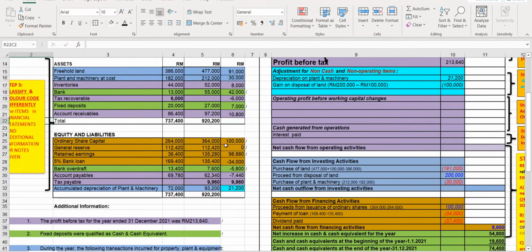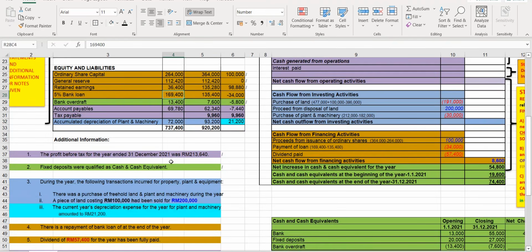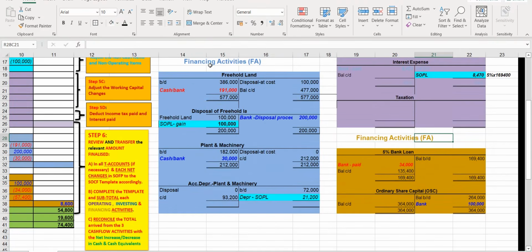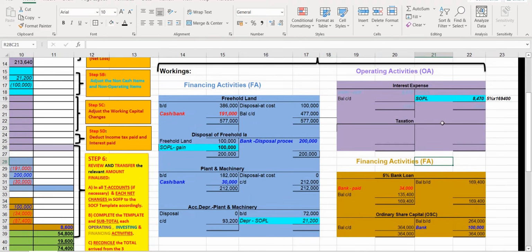Normally, when there is a bank loan that has an interest rate here, it also shows that there has been interest incurred during the year. So the beginning balance of the bank loan here was 169,400, and you are being informed that the repayment of the bank loan was at the end of the year. So throughout the year, there has been interest being paid on that 169,400. So let's open up the interest on loan account here, which I put under operating activities. First put the balance here.